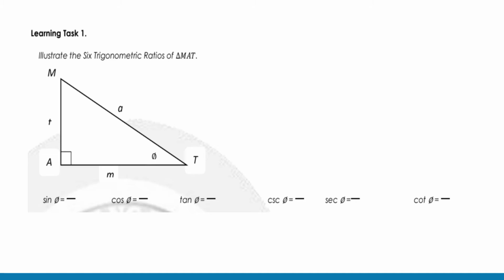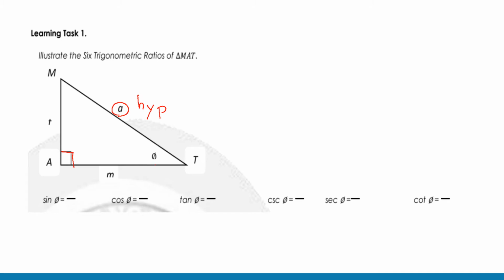Now, let us have a sample. Illustrate the 6 trigonometric ratios of triangle MAT. Well, in this triangle, kita natin na ang right angle ay yung angle A. Kaya naman, opposite this right angle ay yung side A. Itong side A na to, siya yung ating tinatawag na hypotenuse. Kasi nga, dahil siya yung opposite side ng right angle na A.